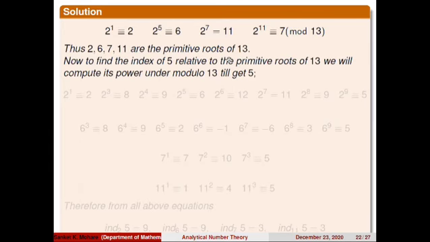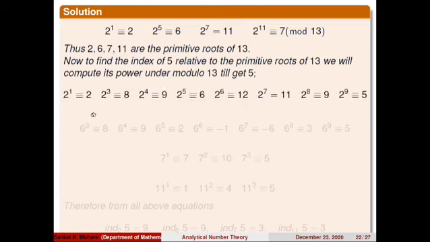Now relative to these 2, 6, 7, 11, meaning relative to these 4 primitive roots, we have to find the index of 5. So look here. To find the index of 5 relative to the primitive roots of 13, we will compute its powers under modulo 13 till we get 5. Until we reach 5, we have to calculate powers of each and every primitive root.